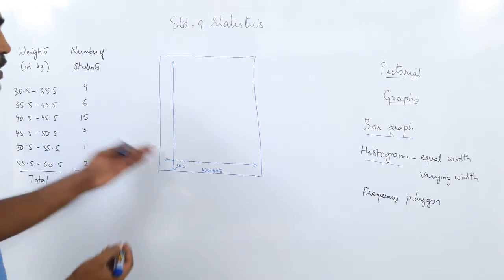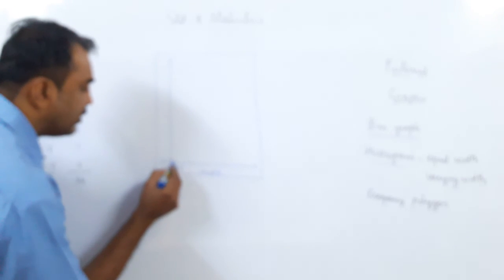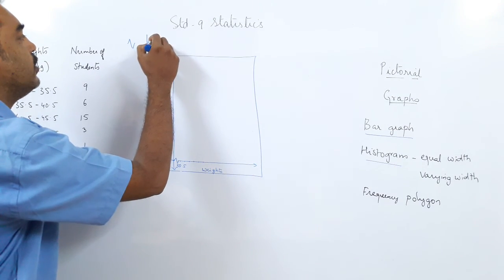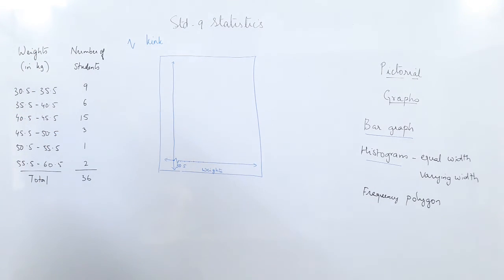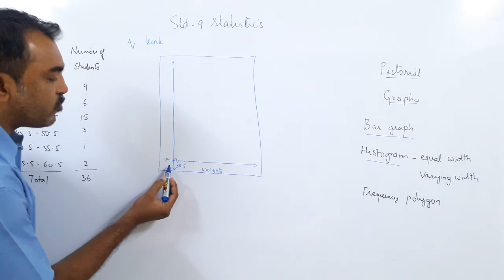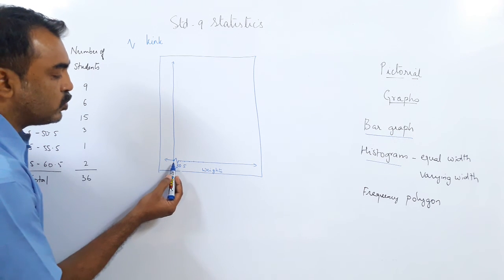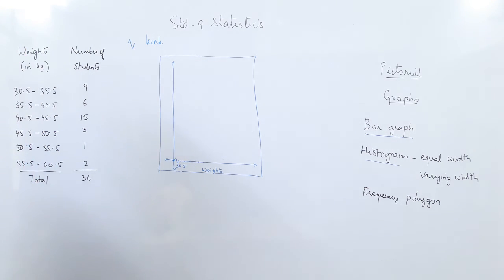So what do I do with the remaining data which is gone? That remaining data is indicated by the symbol called a kink. Kink means a break. So this line shows that you have shifted your data. So if you do not start from 0.5, you do not start from 0. If you start from some other number, you should always put a kink over here.